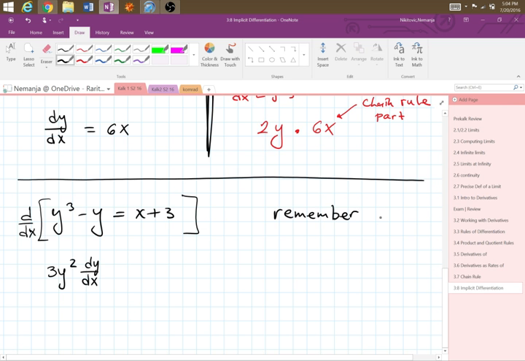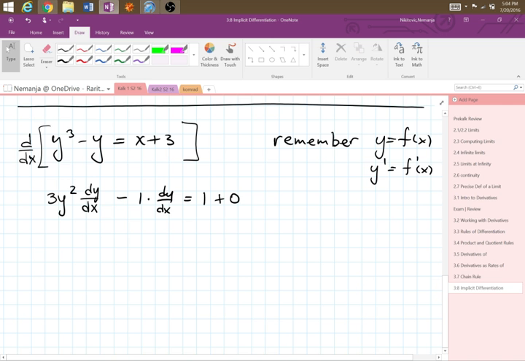Remember that y is f of x, right? So y is some kind of function. And then if you take the derivative of it, you are going to get a derivative on the other side. So I'm taking the derivative of y, and because y is a function, I still have to follow it by a chain. What is the derivative of minus y? Minus 1, so minus 1 times dy/dx. What is the derivative of x? 1. And what's the derivative of plus 3? 0.